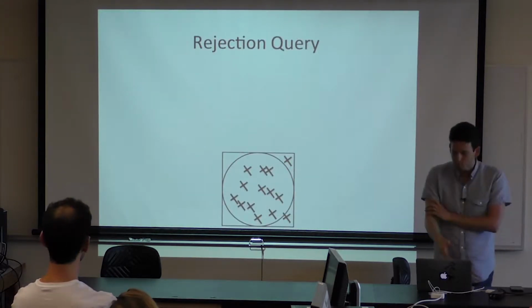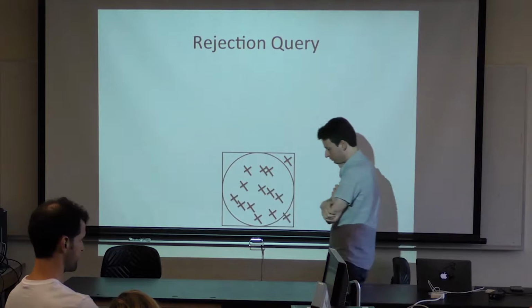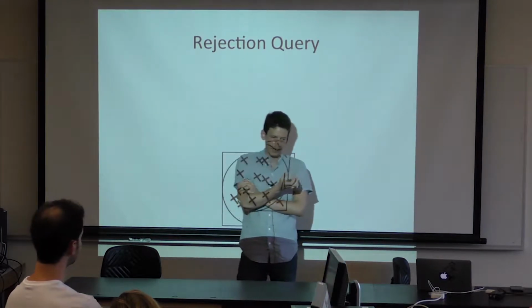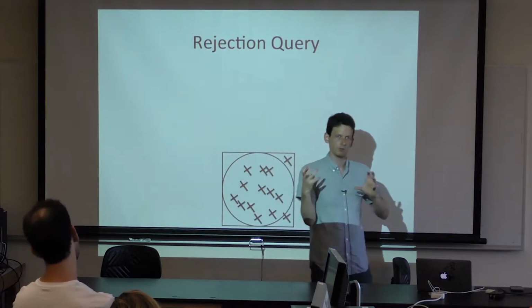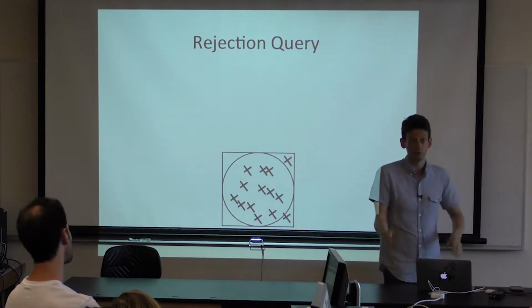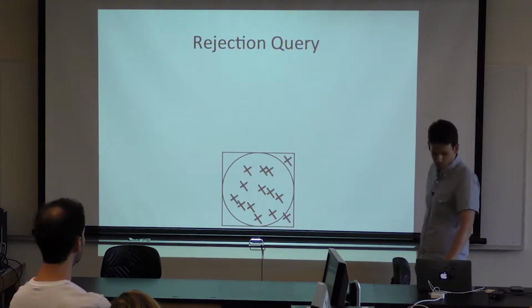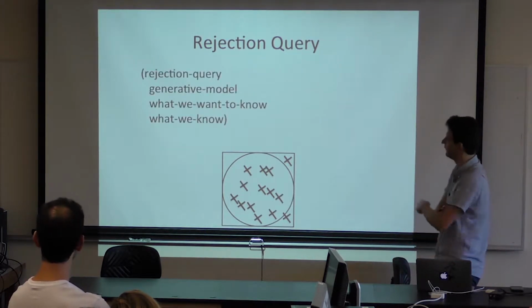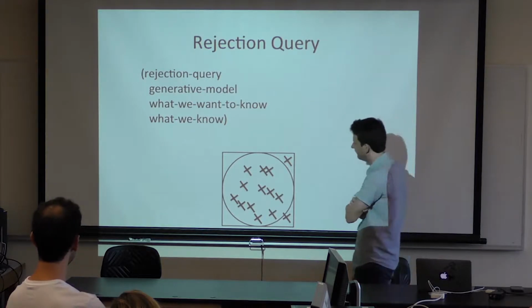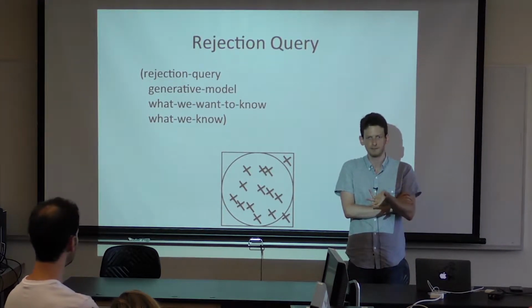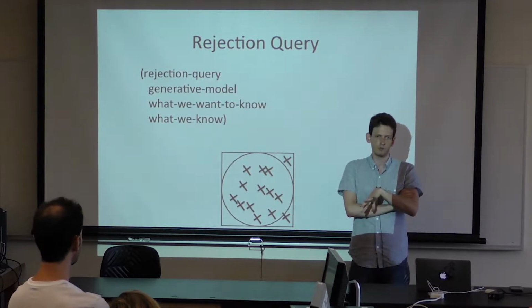Now, how could you possibly implement this sort of magical procedure? How could you take some probability distribution and change it into a different probability distribution that does what you want it to do? Okay? There are many different ways of doing that, but the easiest way is something called rejection query. And how many of you know about rejection sampling? How many of you don't know about rejection sampling?